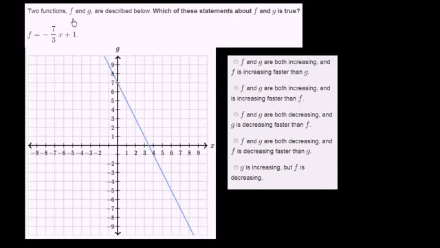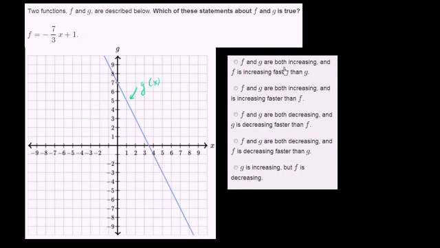Two functions f and g are described below. Which of these statements about f and g is true? So they defined function f as kind of a traditional linear equation right over here. And this right over here is g. So this right over here is g of x. And that also looks like a linear function. We see it's a kind of a downward sloping line. So let's look at our choices and see which of these are true.